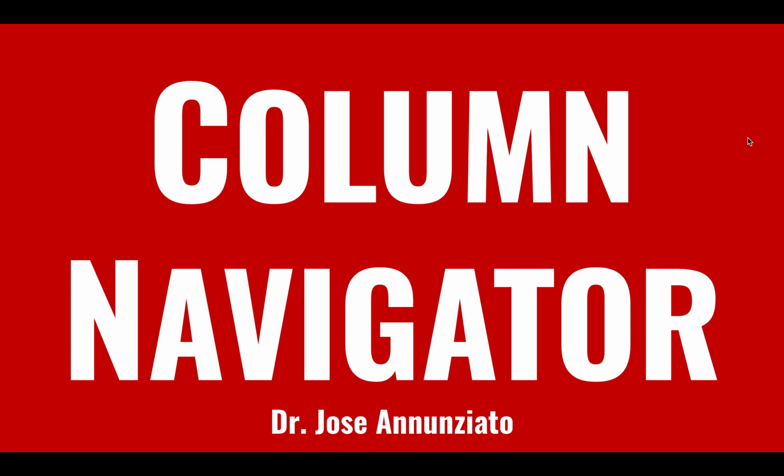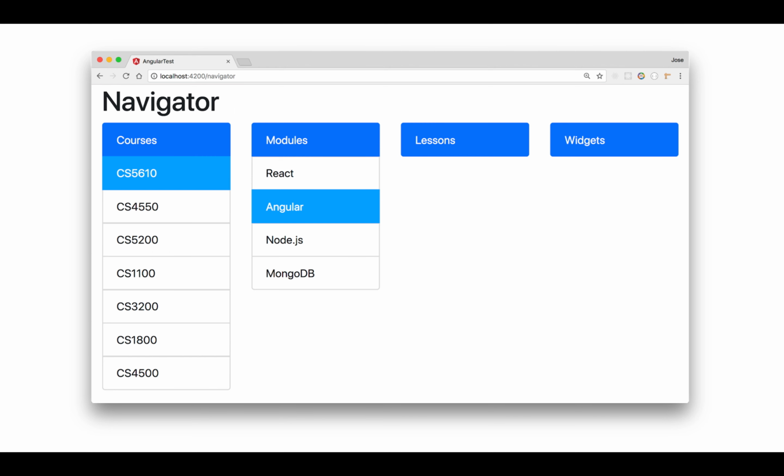All right, excellent. So let's keep going. We're going to use what we know so far to build a small example of what you might be building for your upcoming assignments using Angular. We're going to build a column navigator that is going to allow us to navigate through the entire data model that we're going to be building.